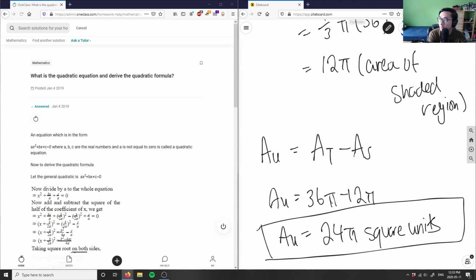Okay, let's look at this next question here. It's stating, what is the quadratic equation and how do you derive the quadratic equation here? So this one's a bit trickier in terms of deriving the solution, but I'll walk you through the math as to how you would figure out this problem.